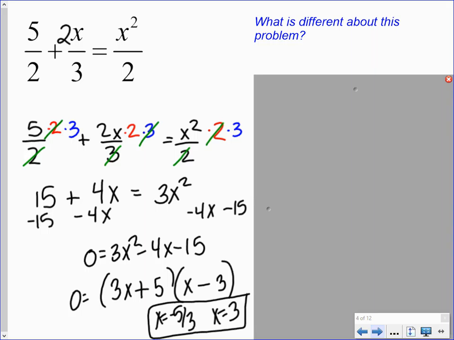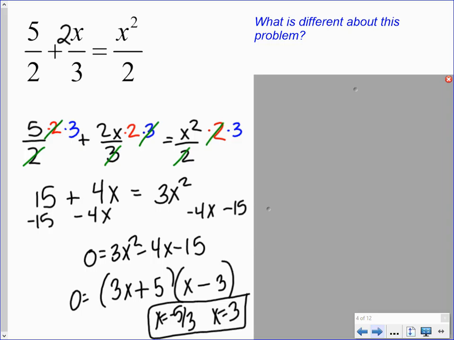Now again, I haven't done anything that has a variable in the denominator, so it's going to work. They're not going to be extraneous. But if any variables are in my denominator, I have to plug those x's back in and make sure that my denominator doesn't equal 0.